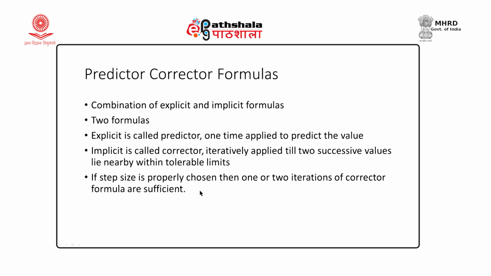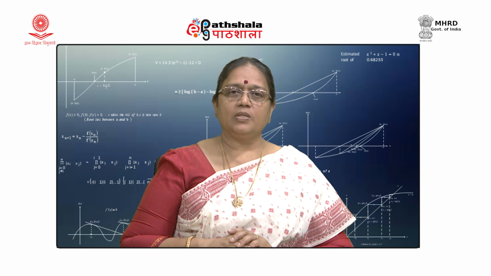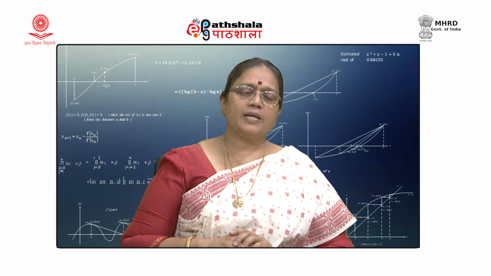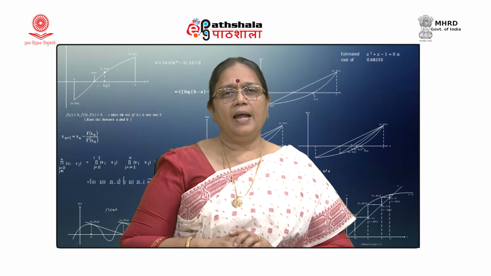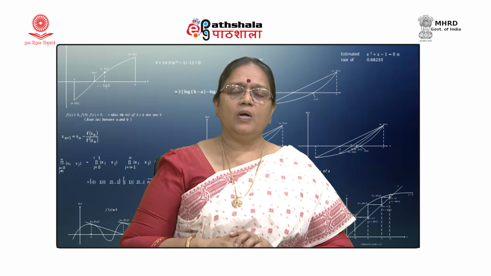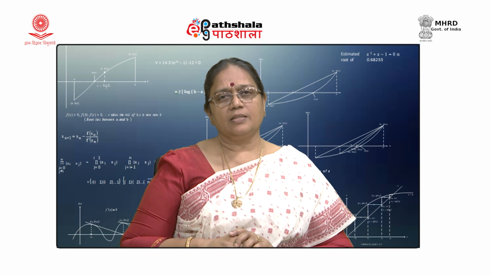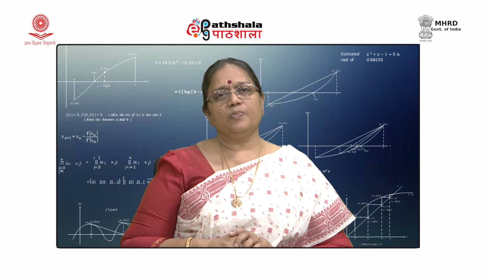If it does not stabilize after 2 iterations, then one has to work again, reduce the step size and work further. The step size chosen was not proper, because the corrector formula is more accurate than the predictor formula, and the estimate normally stabilizes after 1 iteration or at most 2 iterations. So if it is not stabilizing, the step size h has to be reduced and the work redone.